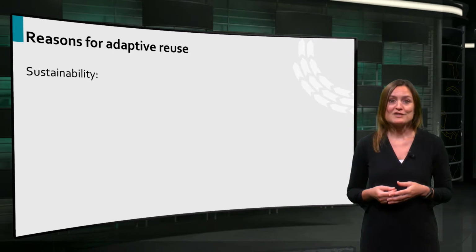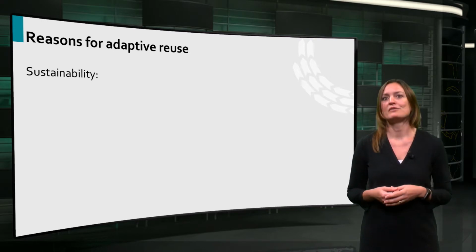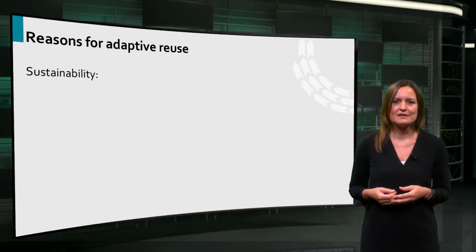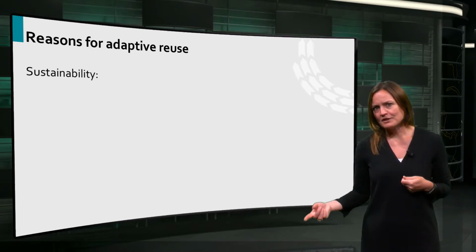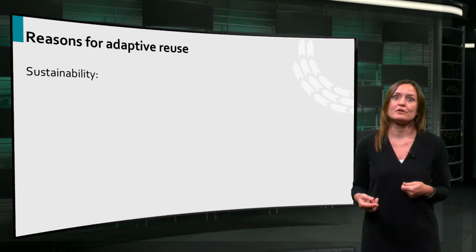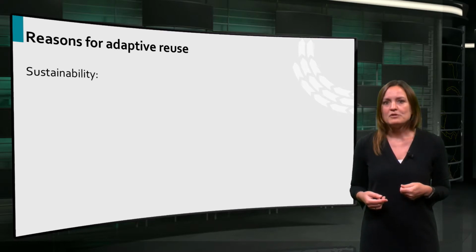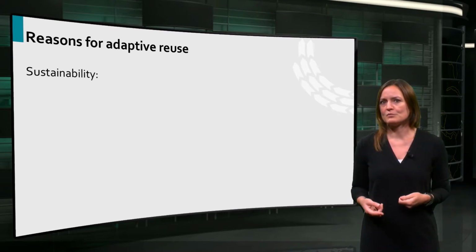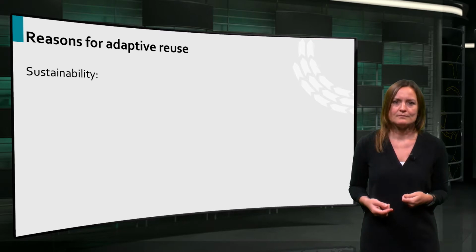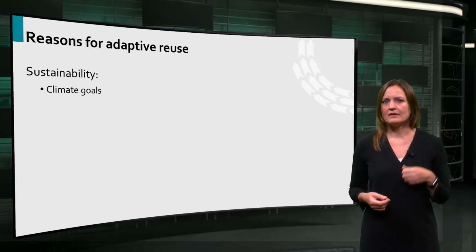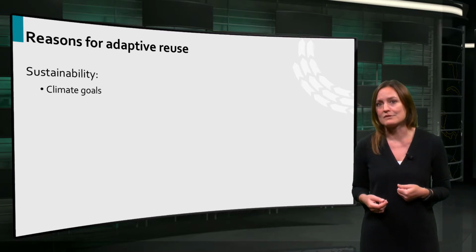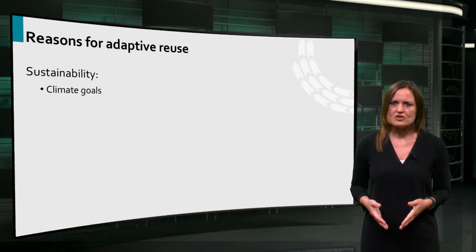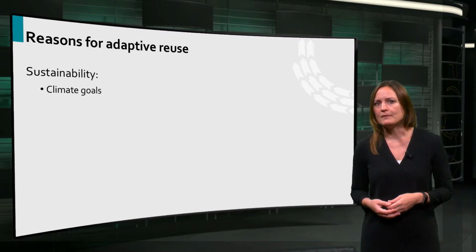You might also ask yourselves, why should we adapt and reuse existing buildings? From an environmental sustainability point of view, adaptation for the same function and adaptive reuse are normally more sustainable than demolish and new build. When looking at the aims to reduce greenhouse gas emissions, according to recent international agreements, they would be hard to achieve through demolish and new build only.